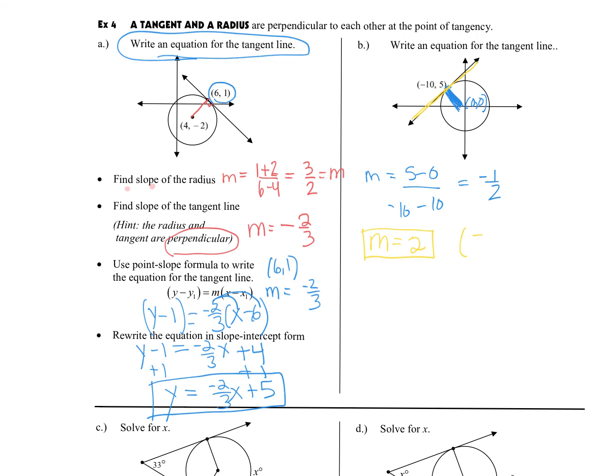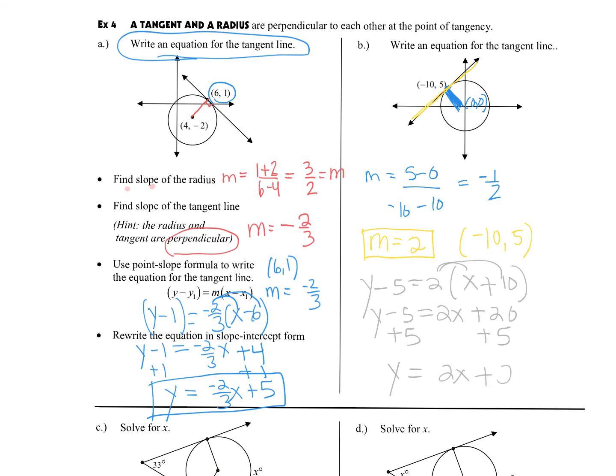And then we're going to use that point, negative 10, 5. And now we're going to use point slope form. So I'm going to have y minus 5 equals 2 times x minus a negative 10. And so I'm going to do the distributive property here. And then I'm going to add 5. And I'm going to end up with y equals 2x plus 25. Now that equation of the line is this line right here, the tangent line.